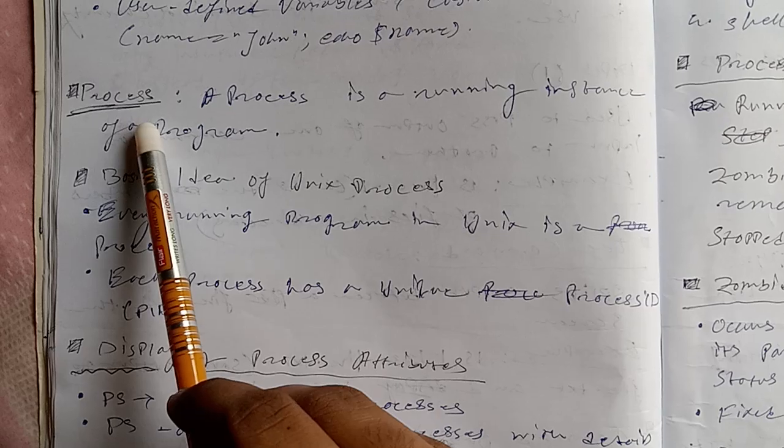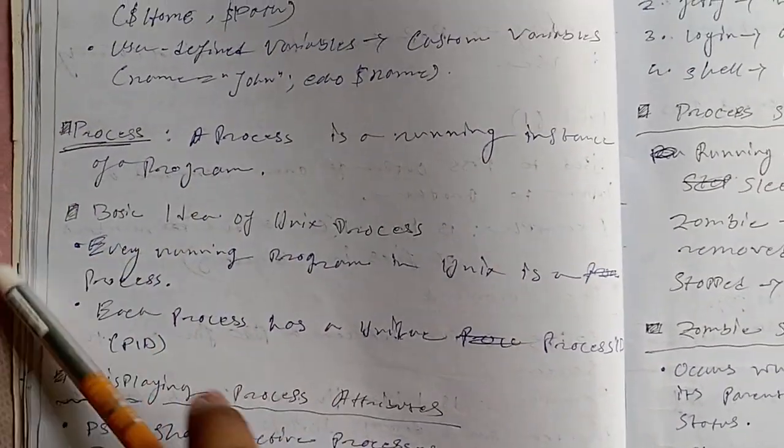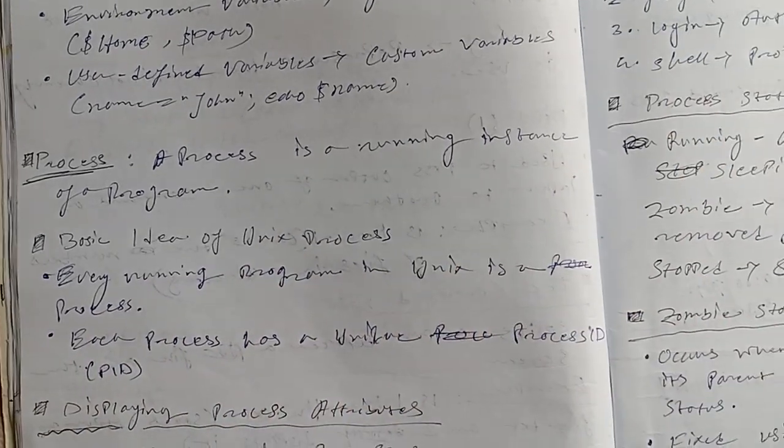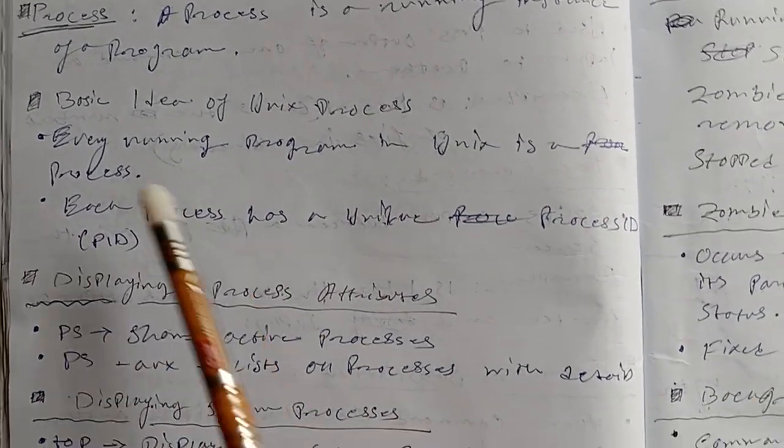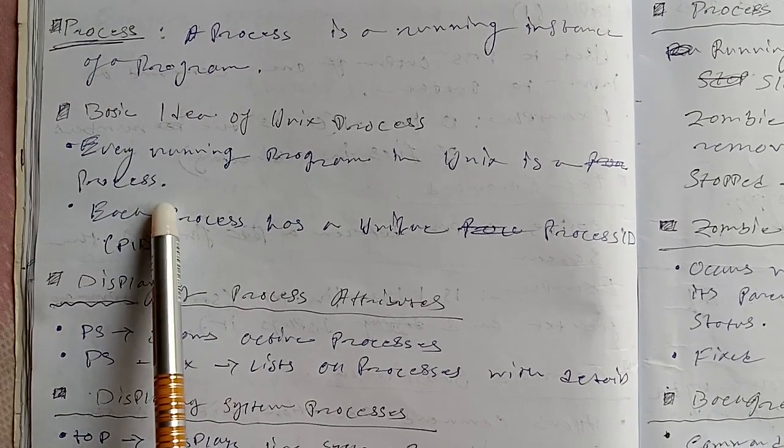Then process. What is a process? A process is a running instance of a program. A running instance of a program is called a process. If it's not running, then it's not a process.